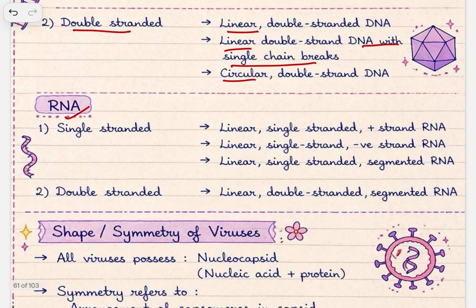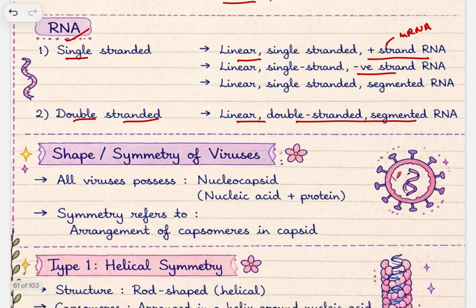For RNA viruses, there are single stranded and double stranded forms. Single stranded with linear positive strands. These positive strands directly act as mRNA, and negative strands are complementary to mRNA. We have discussed all this in the previous lecture. Double stranded DNA, linear; double stranded and segmented RNA.